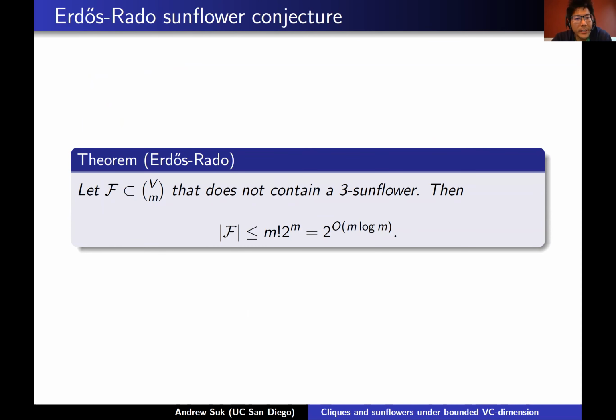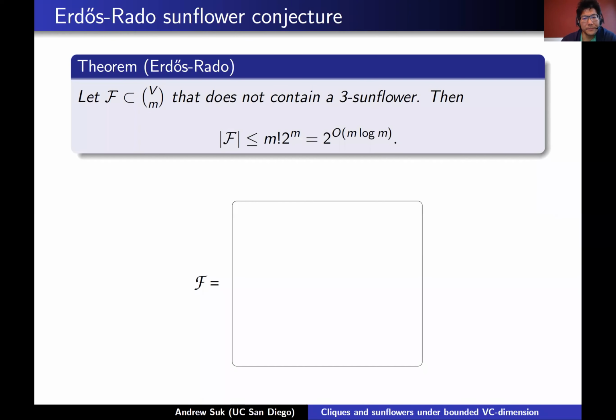And so the famous theorem of Erdos-Rado states that if you do have this m uniform family, this set system here where every set has size m, and if it doesn't contain a 3 sunflower, then the size of your family is at most m factorial times 2 to the m. So basically, again, 2 to the m log m. The proof is pretty simple, and I'll use the argument later. So I thought that I would just quickly present the proof of this upper bound.